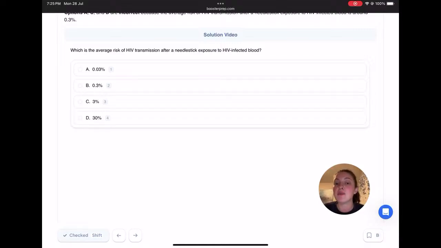You have likely had a bunch of bloodborne pathogen training already and should have definitely learned the transmission rates for diseases like hepatitis B and HIV, like in this question. Now let's talk just a little bit about HIV as a whole and how it's transmitted before answering this question. Now the human immunodeficiency virus is a virus that targets the immune system, specifically the CD4 T cells.